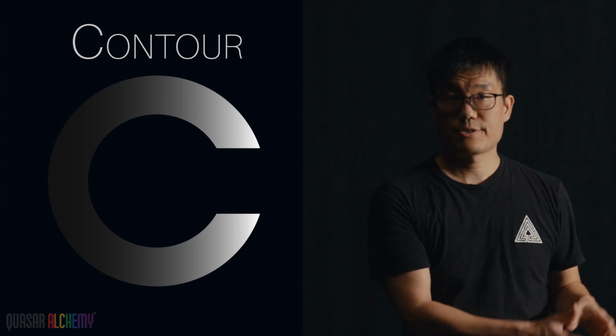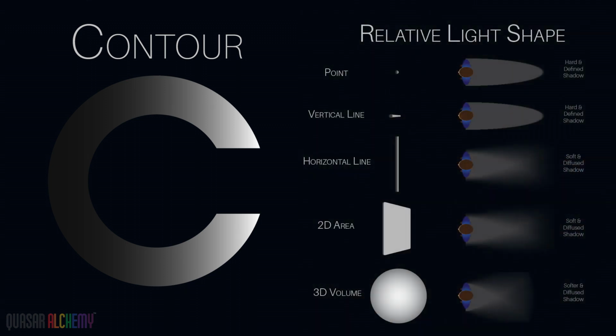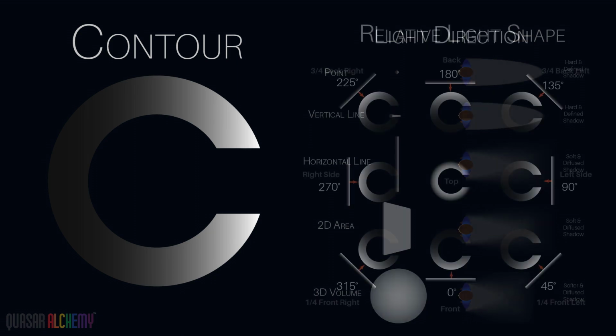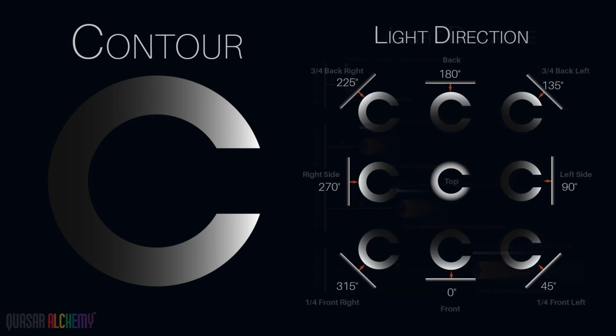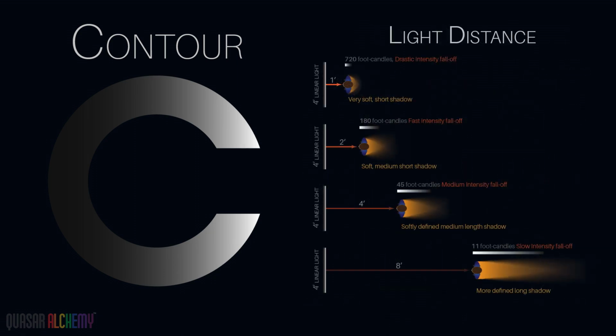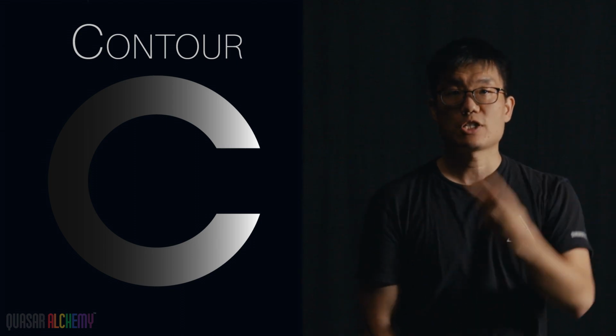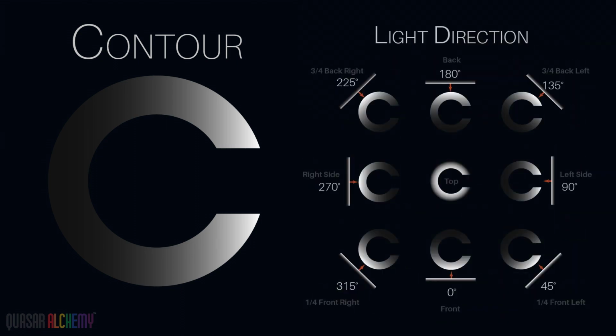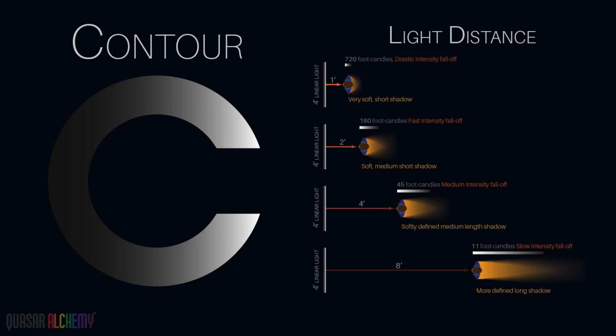These three elements define the contour. You've got the shape of the light itself relative to me, you've got the positioning of that light, and you have the distance of that light relative to me. You're going to be able to define the shape of your subject much more closely to the mood of the project that you're shooting.